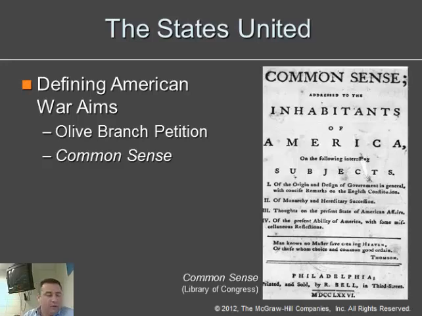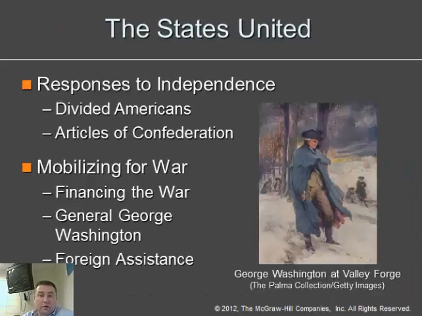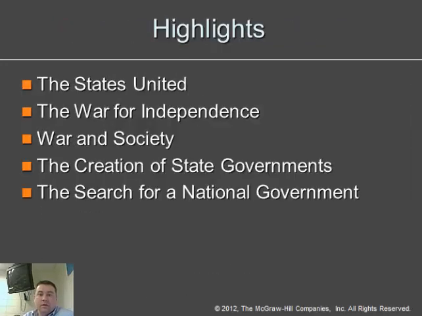Hi guys. This is chapter 5, and we're going to go through and look at just what's going on in chapter 5. Kind of a review for you. I'm going to skip through parts coming up about the war itself because we don't cover the war, like I told you guys in class today. Some of the highlights of this chapter are the states united, independence, the war for independence, war in society, the creation of the state government, and then the search for a national government.